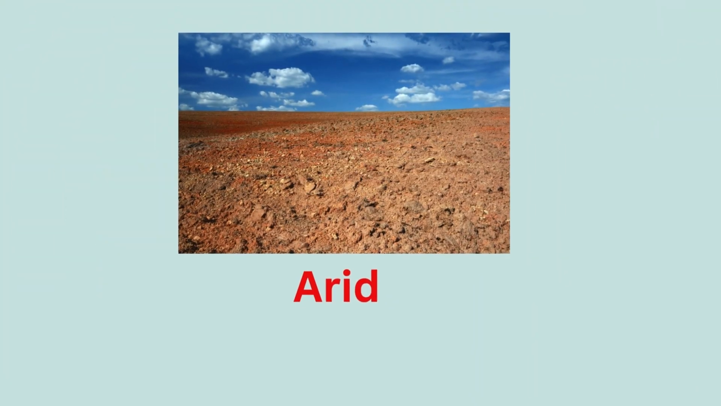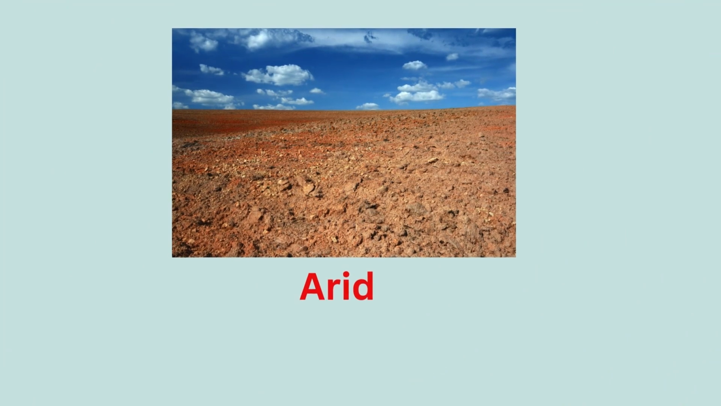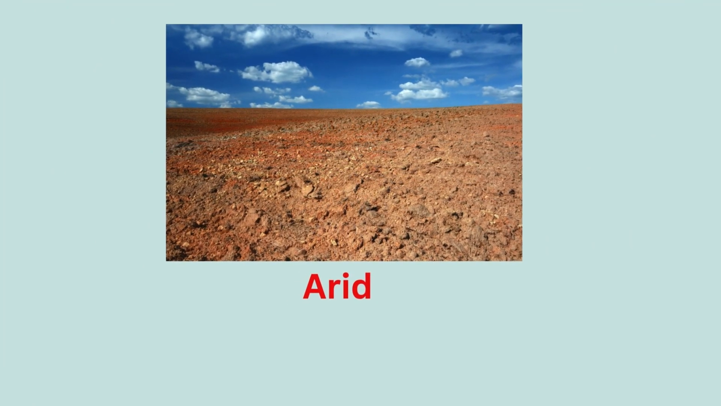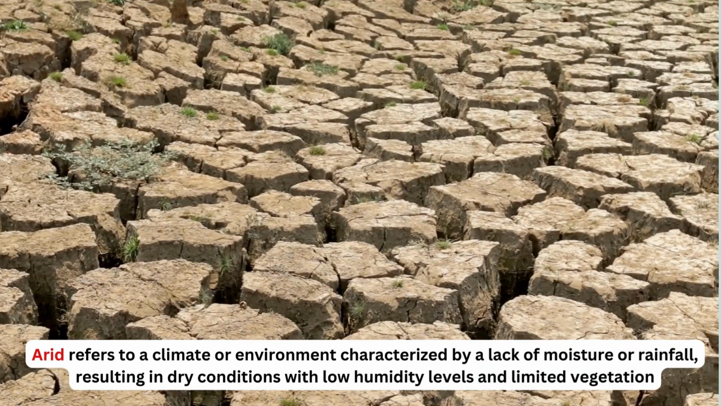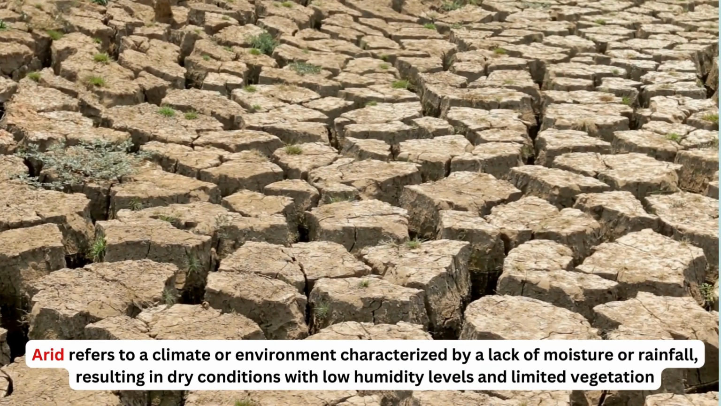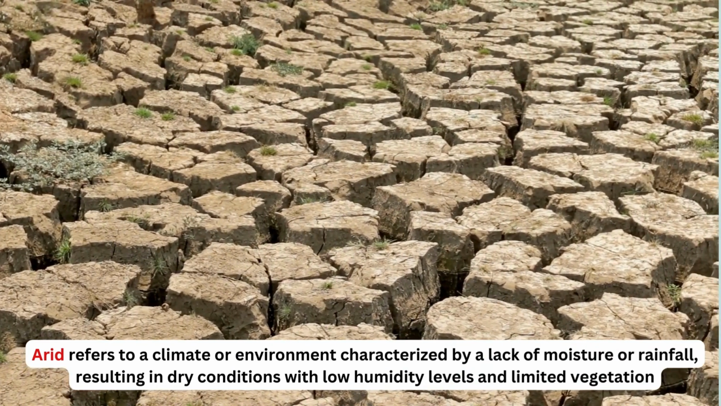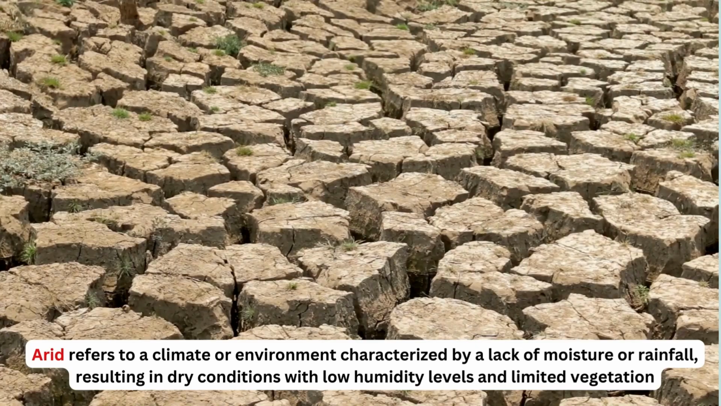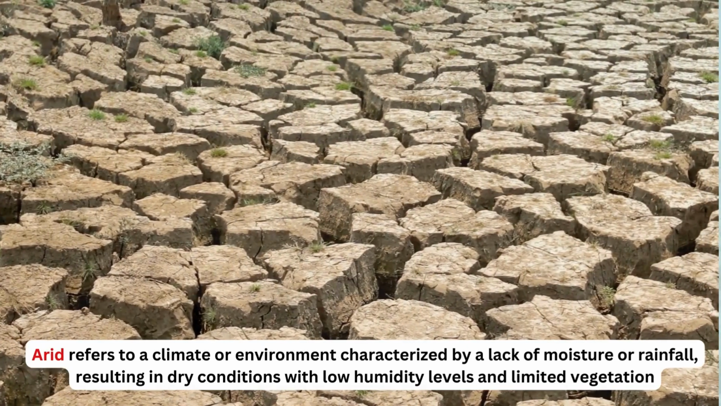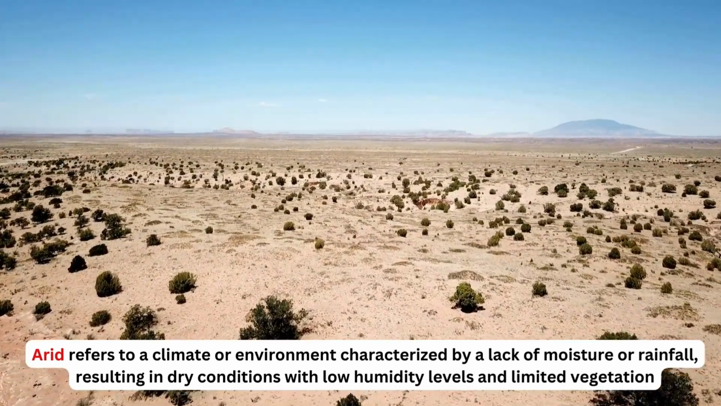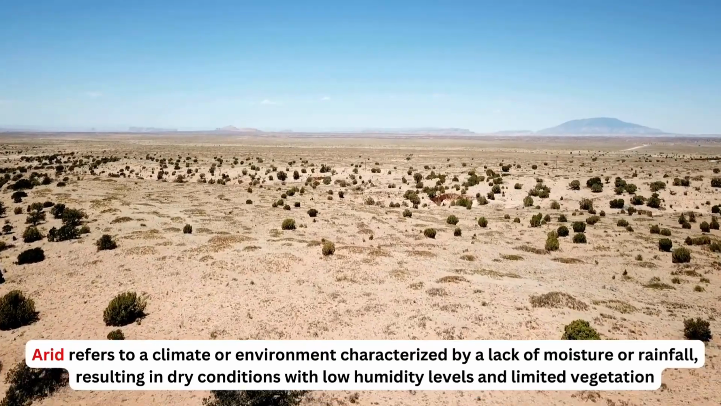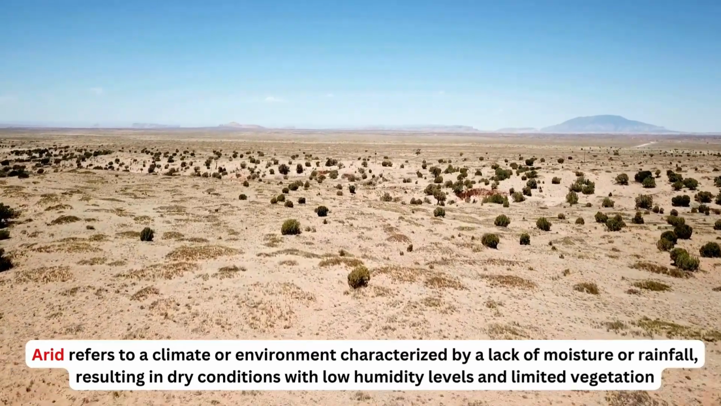Arid. Arid refers to a climate or environment characterized by a lack of moisture or rainfall, resulting in dry conditions with low humidity levels and limited vegetation.